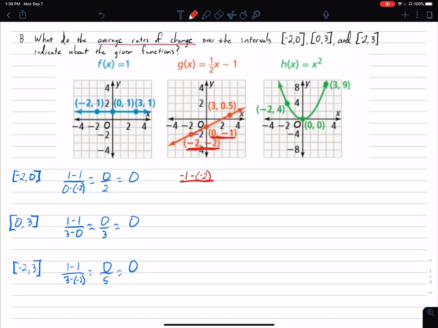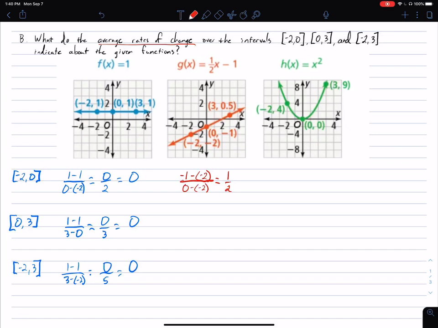Since I did negative 1 minus negative 2, I must do 0 minus negative 2. So negative 1 minus negative 2 is going to be 1. And then 0 over 0 minus negative 2 is 0 plus 2, which is 2. So we get 1/2. My average rate of change between those 2 points would be 1/2.